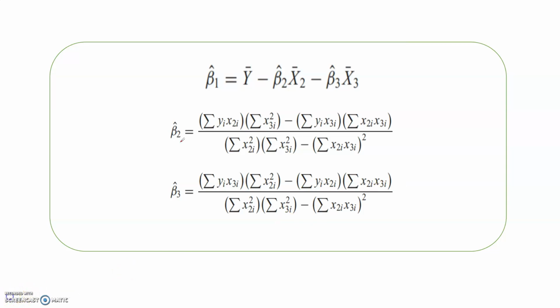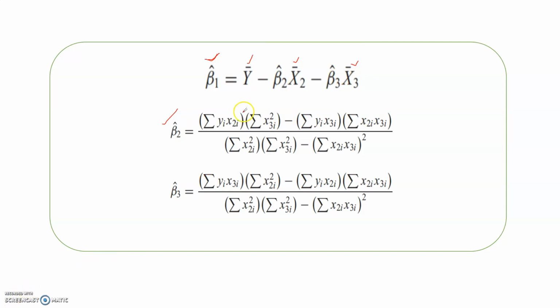Okay. Now let's see how we can find the value of beta 1 hat, that is the intercept. This is equal to y bar minus beta 2 hat times x2 bar minus beta 3 hat times x3 bar. So this is how we can calculate the value of beta 1. Here y bar simply means the mean of y, x2 bar is the mean of x2, and x3 bar is the mean value of x3 observations.